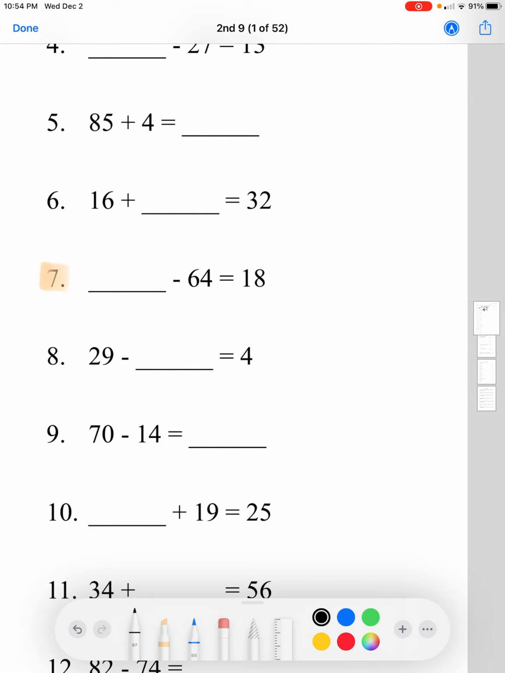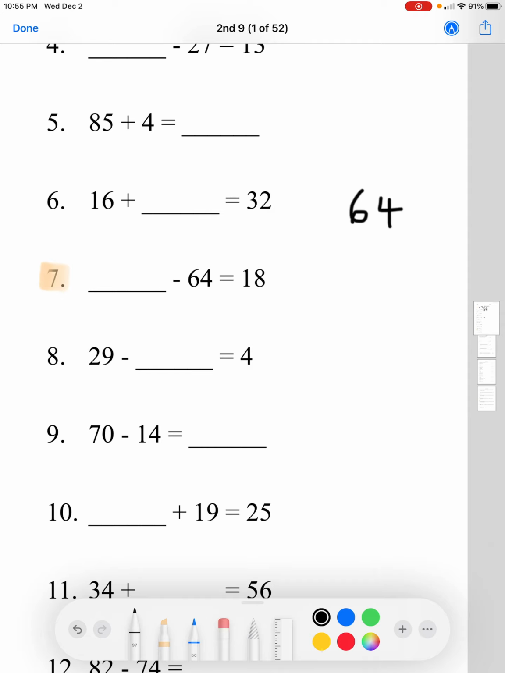Let's go over number 7. This is a different format, and now we're doing subtraction. So we have blank minus 64 equals 18. So that means we have an unknown quantity. We take away 64 things, then we're left with 18. So we're going to have to put the 18 and the 64 that we took away together to find out what we had in the beginning. So that means we'll have to add.